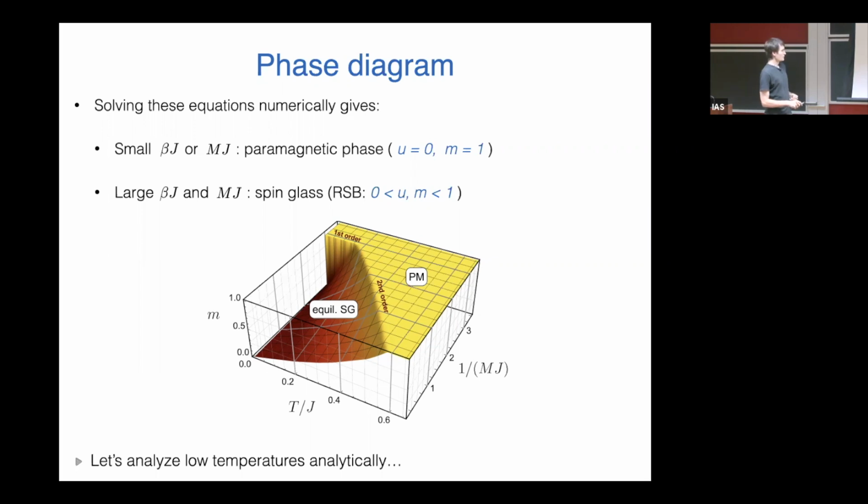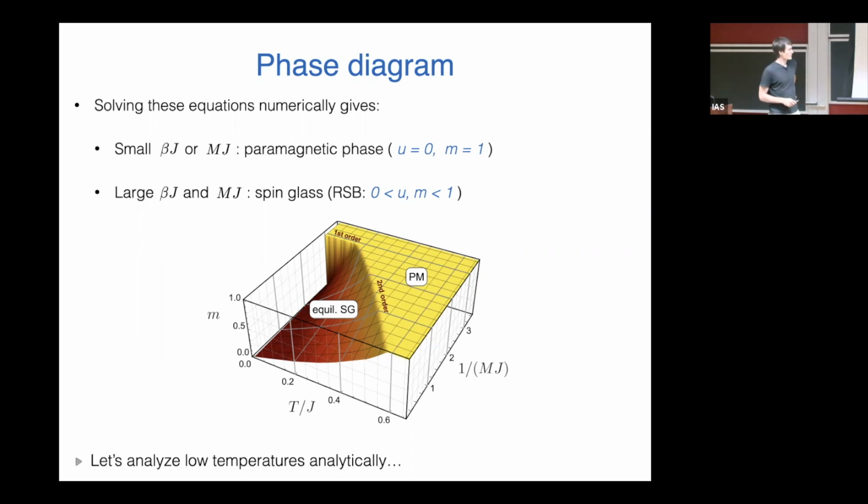And so up here in this yellow region, temperatures are high, roughly speaking, and the quantum fluctuations, or this MJ parameter, is small. So that's like a quantum regime. And the glass phase is what happens down here at low temperatures and large values of MJ.